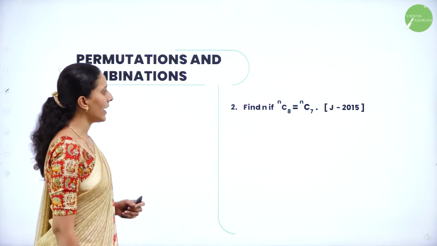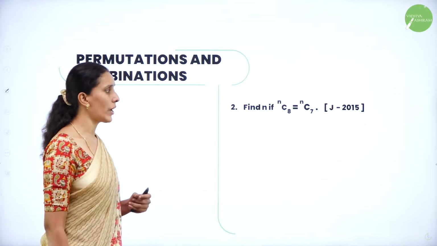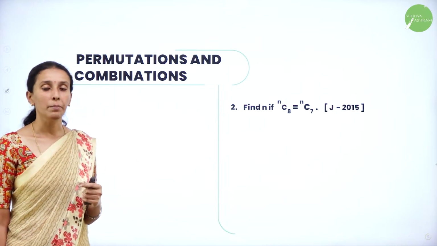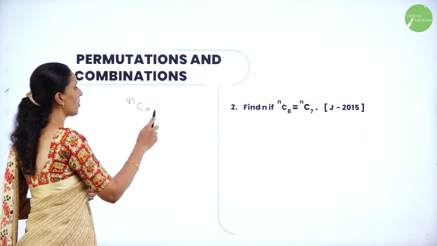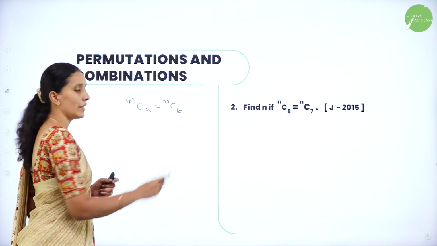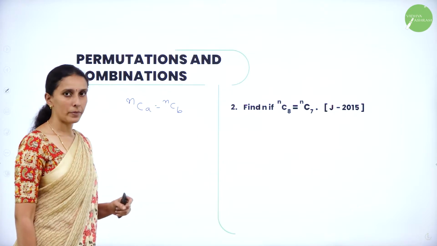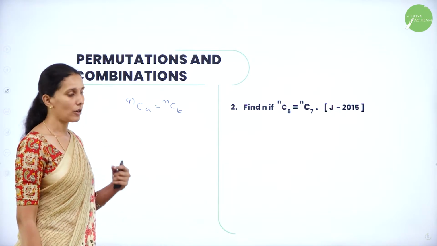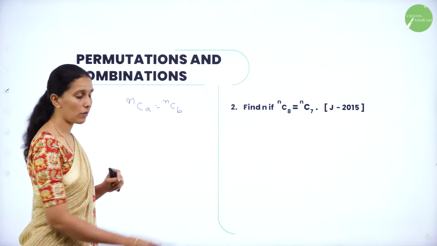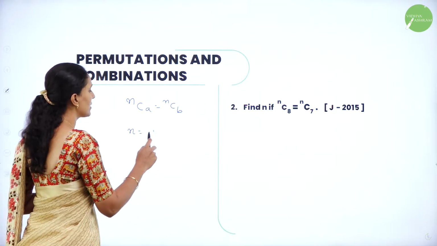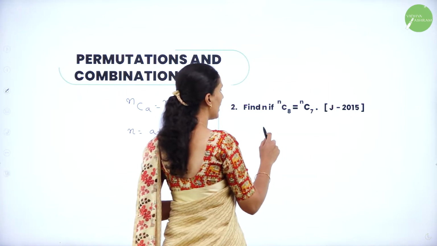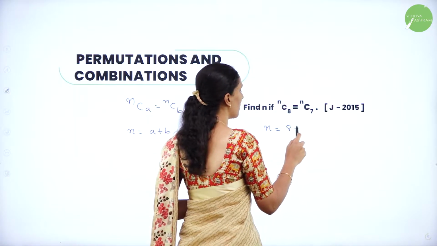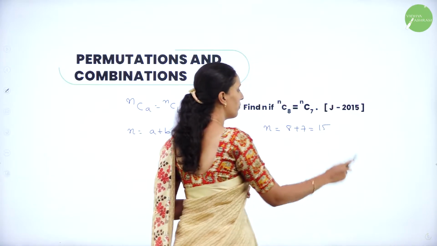Next. Find n if nC8 is equal to nC7. So this is one of the important properties of the combination, that is if 2 combinations are equal, then it is nothing but a is equal to b or a plus b is equal to n. Here a and b are not equal, so therefore n is a plus b. So therefore what is the value of n? We can say n is equal to 8 plus 7, that is equal to 15.